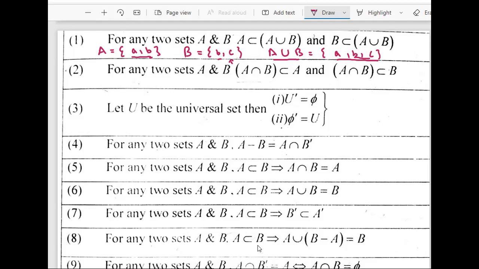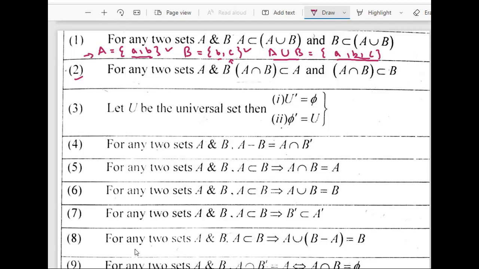Okay, so let's talk about the second one. For any two sets A and B, A intersection B is a subset of A and B. Now look, again, you have two choices. Either you can understand these theorems using those Venn diagrams or using these sets. Which idea are you comfortable with? Should I explain it using the Venn diagrams or using these two sets? Or both are fine?